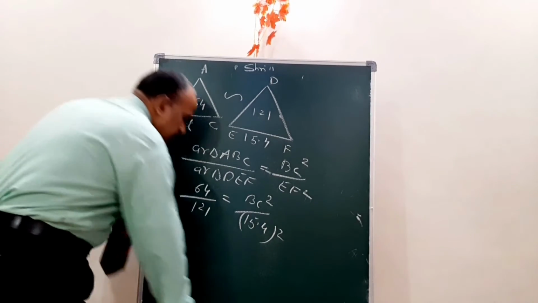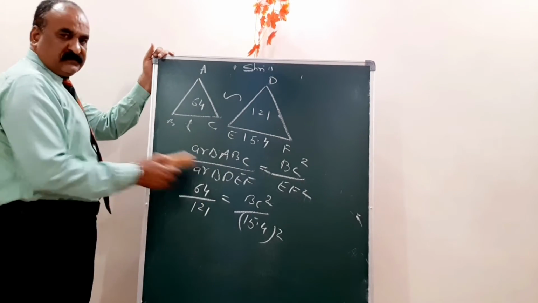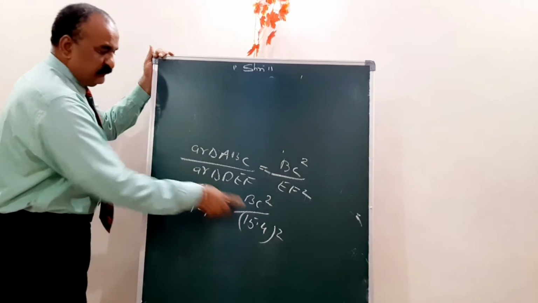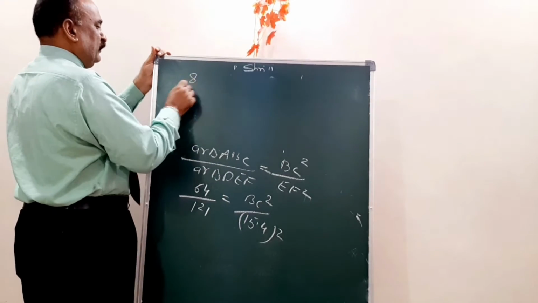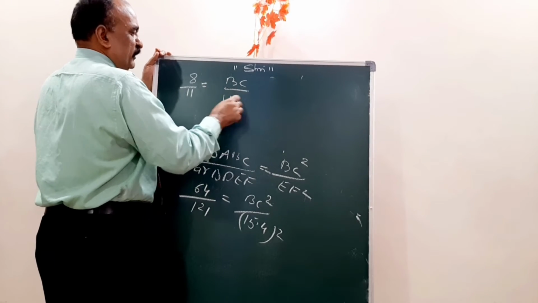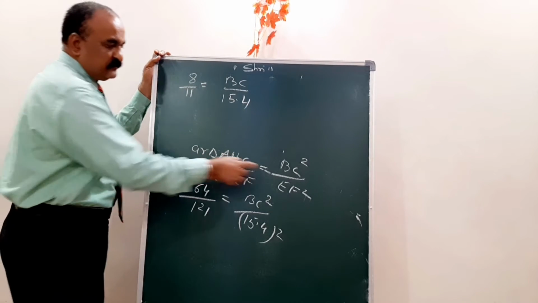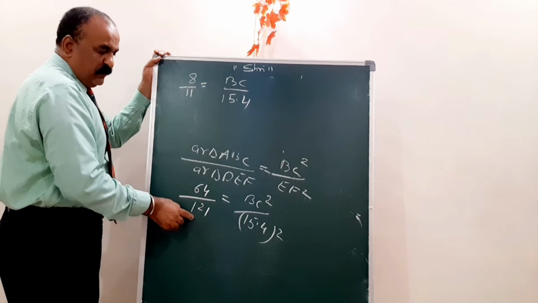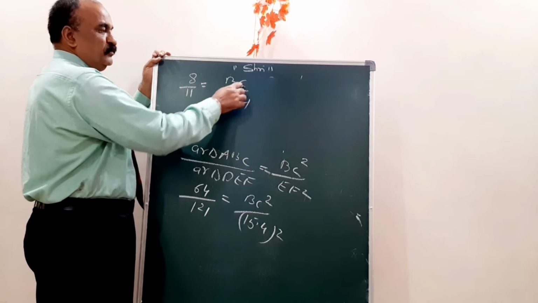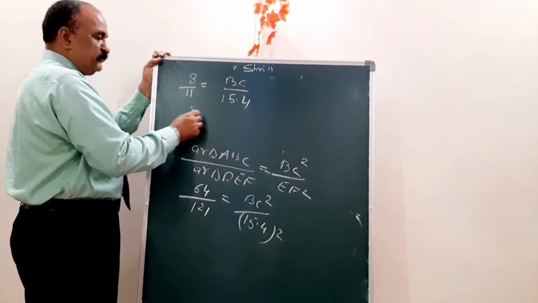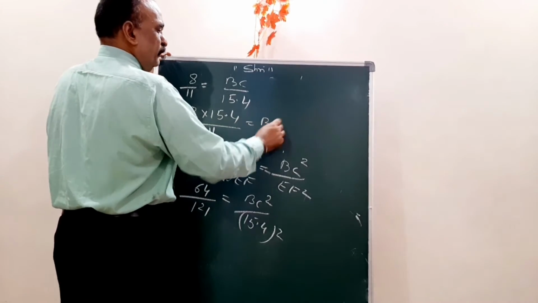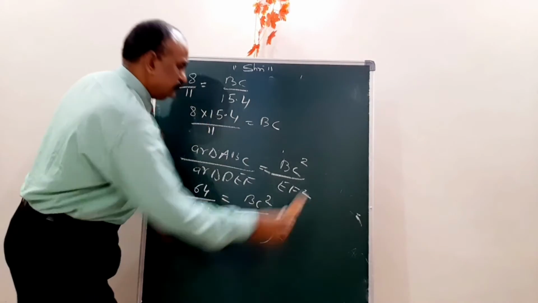Okay, now what you will do? Just you will take the square root of both the sides. Here these are the squares, so you will get 8 upon 11 is equal to BC upon 15.4. Because this is the square, 8 square upon 11 square equal to BC square upon 15.4 square. It means 8 upon 11 equal to BC upon 15.4. It means 8 into 15.4 upon 11 is equal to BC. Now you can cancel it.